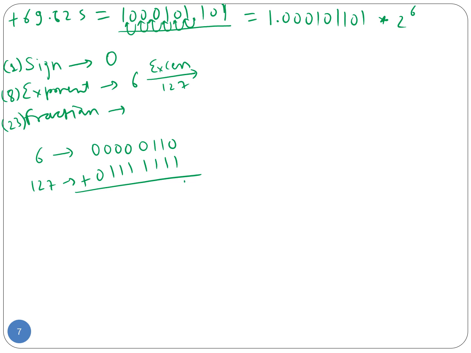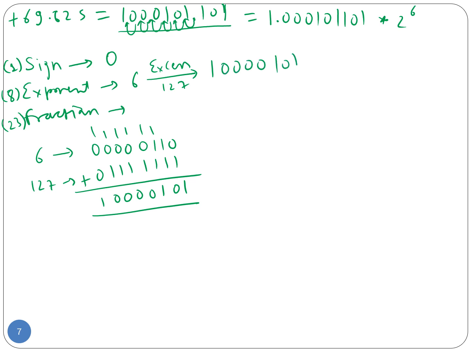So this is 1 plus 1 is 1 0. This is 1 plus 1 plus 1 is 1 1. Again this is 1 0 1 0 1 0. This is 1, right? So this is 6 in excess 127. So we have 1 followed by 4 zeros followed by 1 0 1.